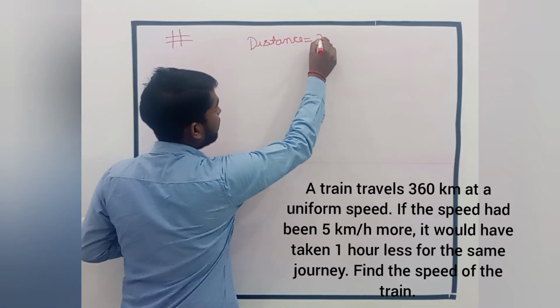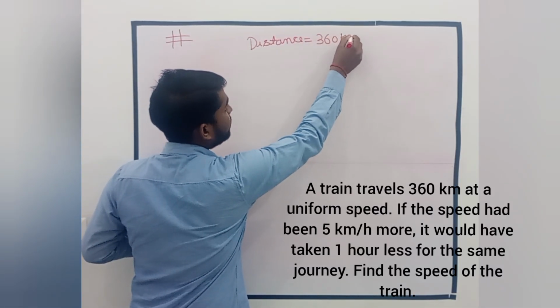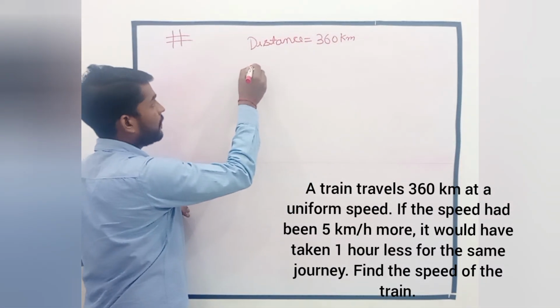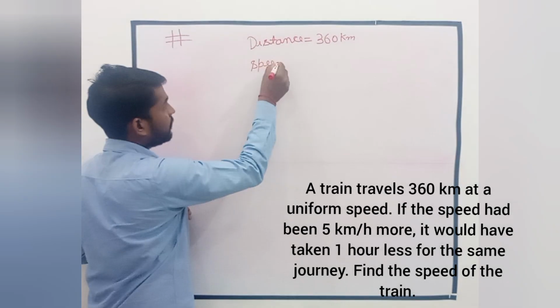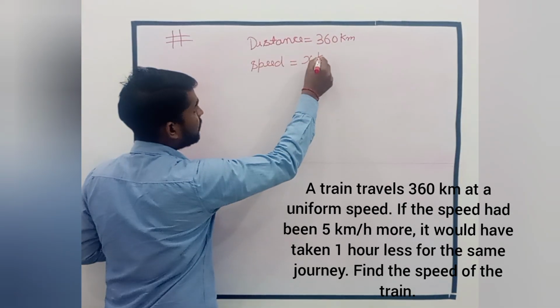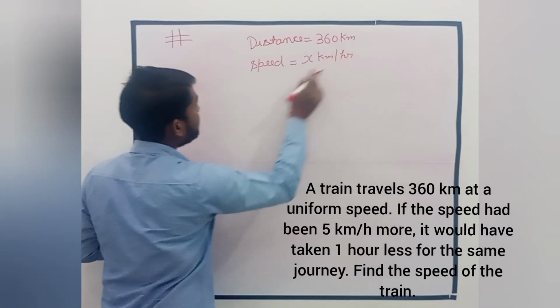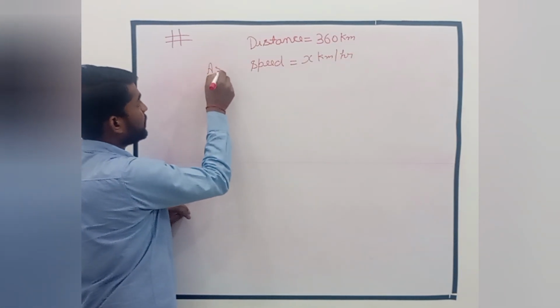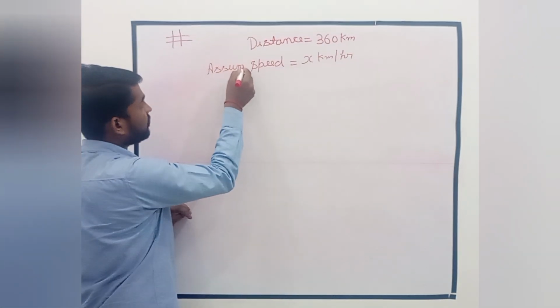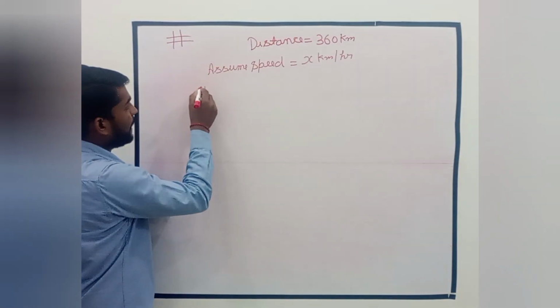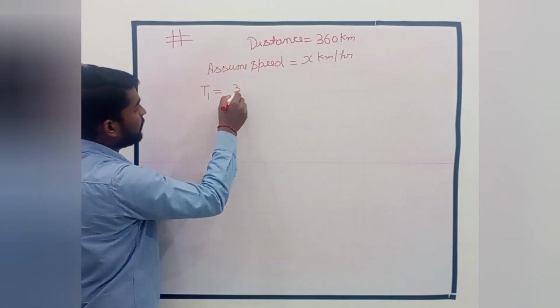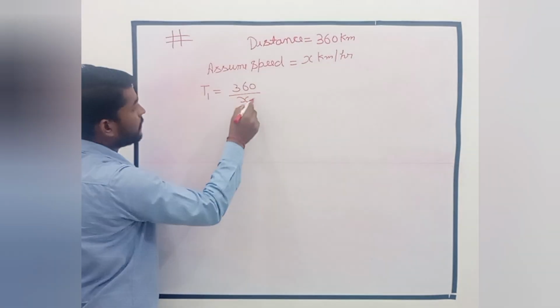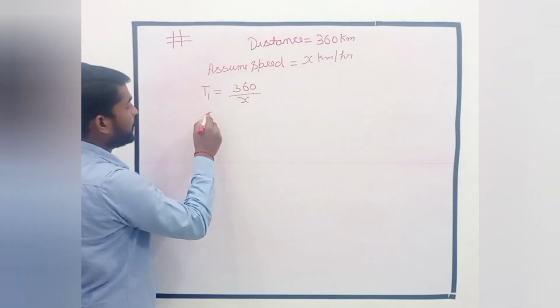the 360 kilometers that is given, and we assume the speed is equal to x kilometers per hour. And now we calculate the time t1, and that is 360 upon x, again using the speed.